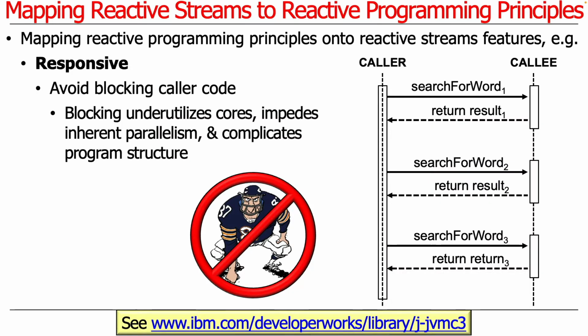So we'll start with responsive. The goal for responsiveness in this context is to avoid blocking caller code. We don't want to have to block the caller because when you start blocking, that underutilizes processor cores, impedes the inherent parallelism on modern multi-core processors, on modern processors that support direct memory access, modern processors that allow overlapping computation and communication, et cetera, et cetera. And it will also complicate the program structure by putting blocking in because you end up having to create all these threads that run around on the client side, and it gets tricky very quickly.